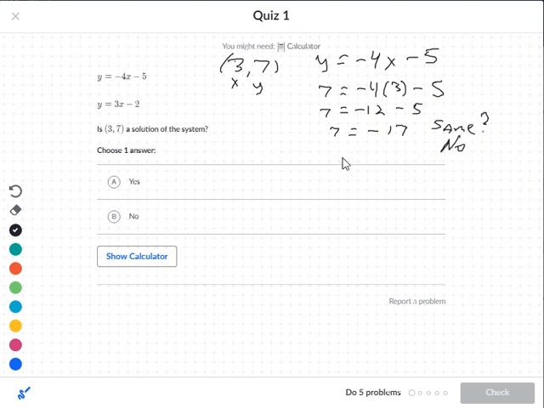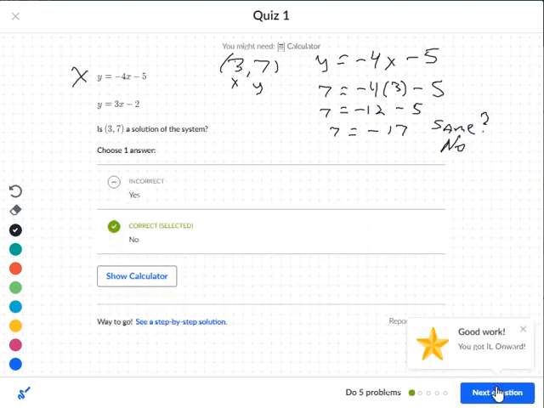So since you get one no and the first equation fails, one no means that the whole overall answer is going to be no. Because for it to be yes, both equations have to be yes, so you have to have the same number. But if you get a no on the first try, the whole answer is no. If you got a no on the second equation, the whole thing is no.